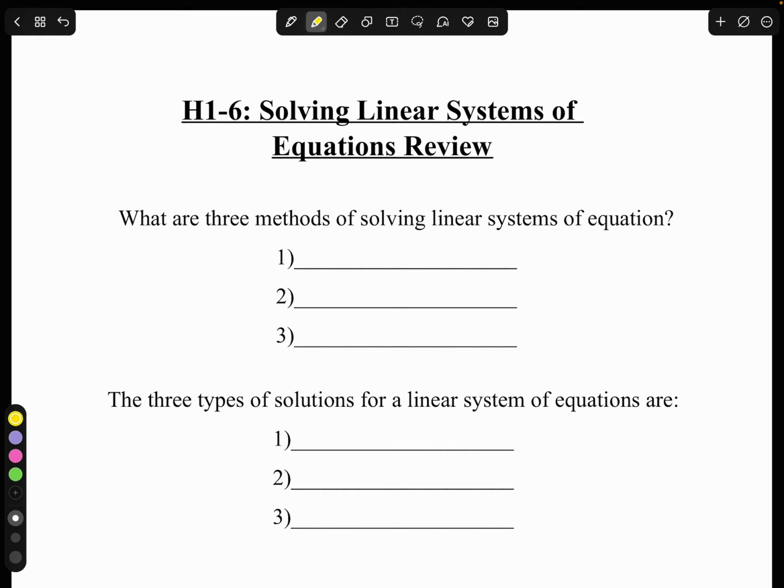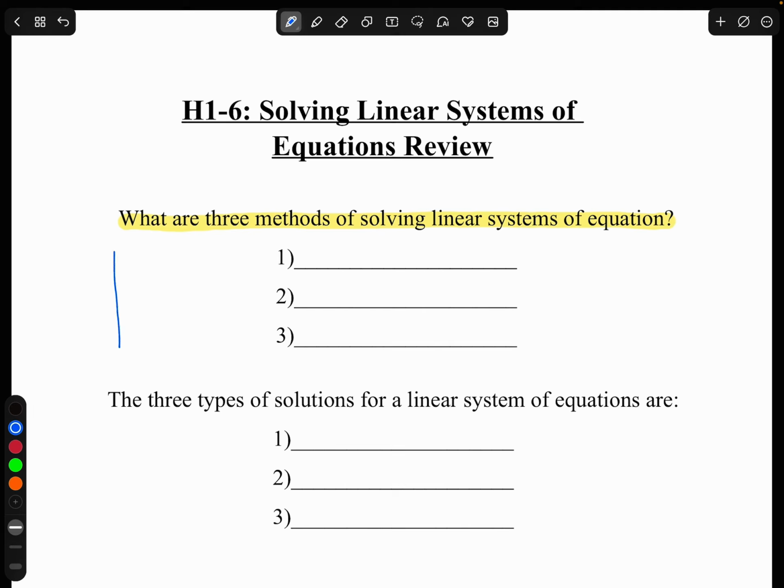This is the notes video for H1-6, Solving Linear Systems of Equations Review. So the first question asked, what are three methods of solving linear systems of equations? Oops, there's a typo, but we'll live.